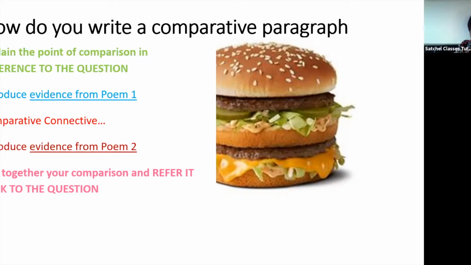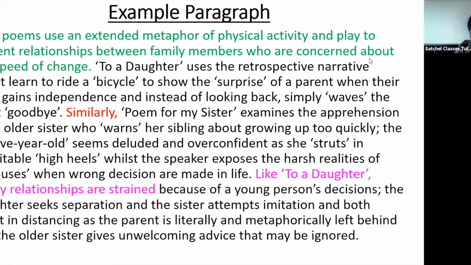So let me show you an example for this particular assignment. Both poems use an extended metaphor of physical activity and play to represent relationships between family members who are concerned about the speed of change. So you've got the both at the beginning. It's the point of connection for each poem. It's about the family members. The relationship is one of concern because they are changing so quickly. We can see that in the daughter leaving home, that sense of speed and change, and we can see that in the other poem, that speed of change in appropriate footwear. So you've got that comparison at the beginning of the paragraph.